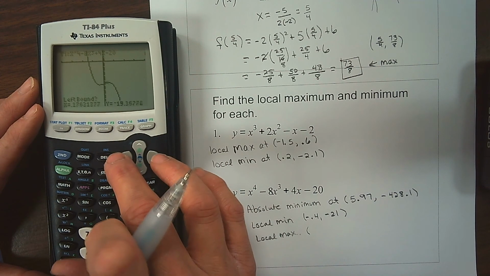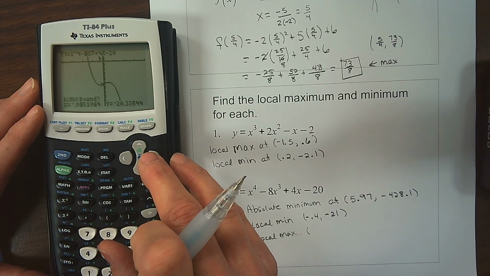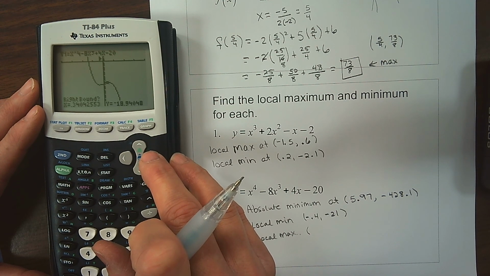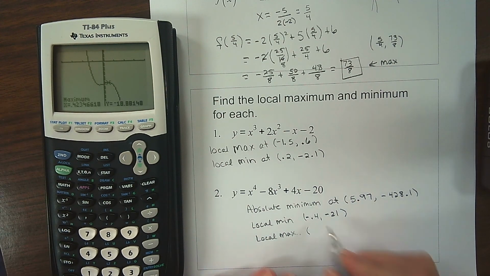Maximum, let me make sure that I'm to the left here. So I see lower values there. I see them going up here and heading back down again. There we go. Let's make sure I have the right spot. There we go. So at x equals 0.4, y equals -18.9, I have my local maximum.